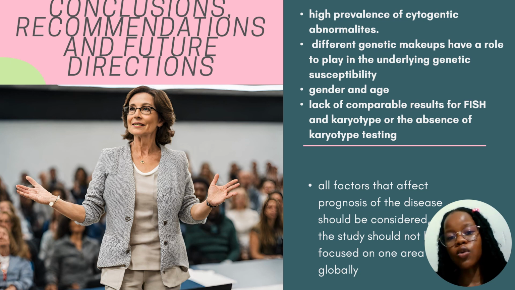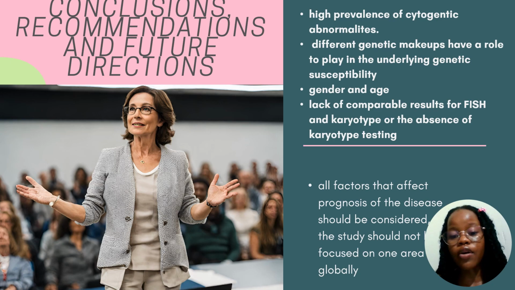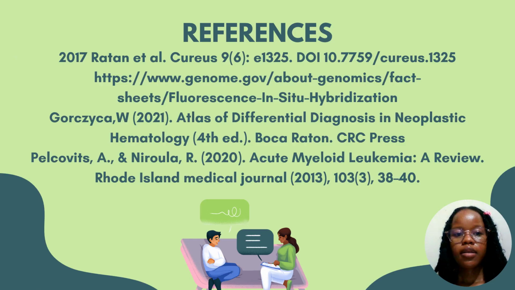My recommendation or suggestion, however, is that all factors that affect prognosis of the disease should be considered, and the study should not be focused on one area, but globally. But why am I saying this? In order to get accurate results in assessing genetic makeup, the environment, diet, psychological state, gender, age, and so on in relation to the recurrence of leukemia. This is just the list of the references that I used in this critic paper.